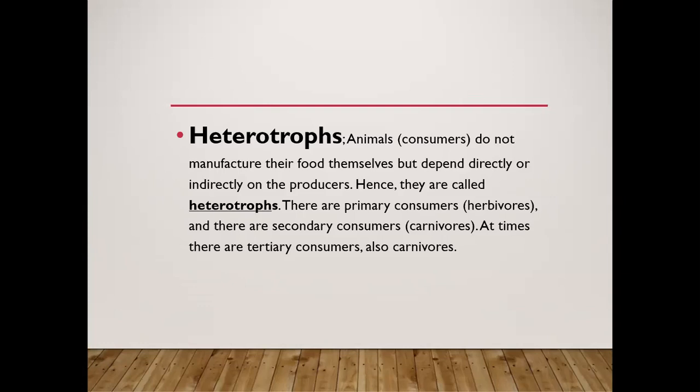We have primary consumers, like we have seen in the chart above, and the primary consumers are known as herbivores. We have secondary consumers, carnivores, and at times we have tertiary consumers. They are also carnivores, and at times they could be omnivores.